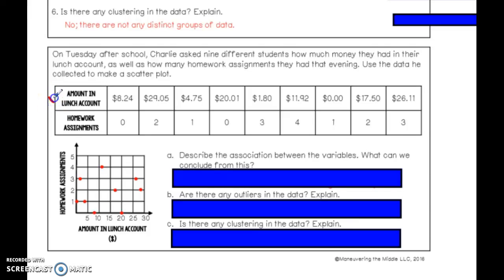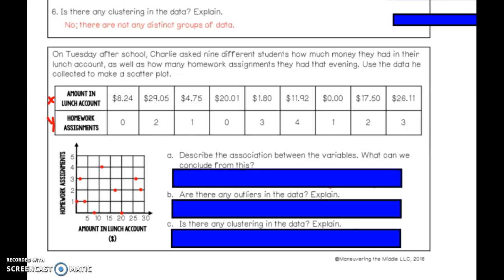You want to take a minute to make sure you can correctly plot those points on there and get practice estimating where about 8.24 is and 0 homework, 29.05 and 2 homeworks. Okay, make sure all the points get on there. He said he had 9 students, so when you get done, there should be 9 points. 1, 2, 3, 4, 5, 6, 7, 8, 9. That's another way you can check to make sure you have all your data plotted.